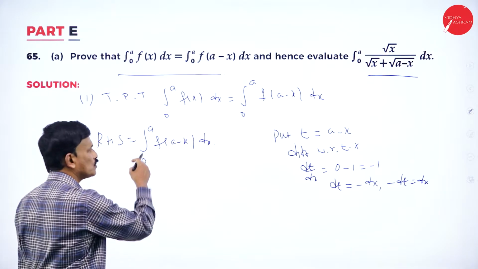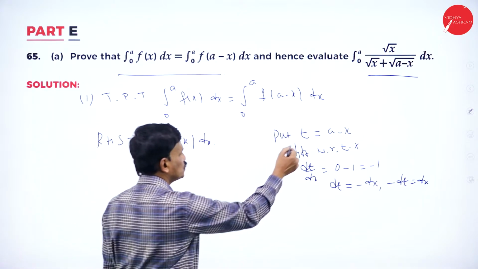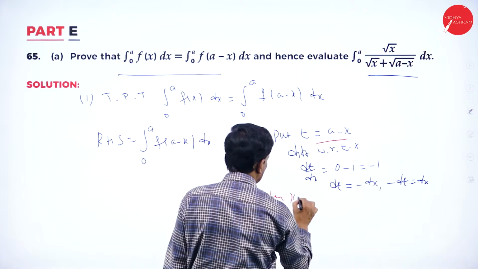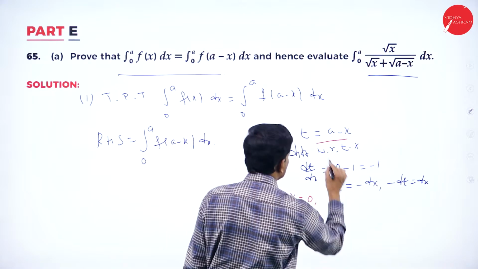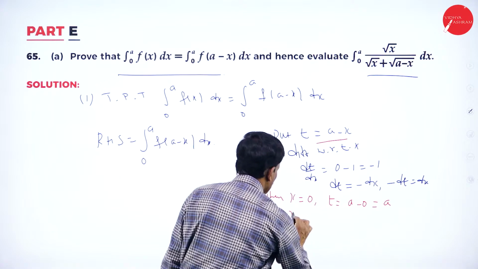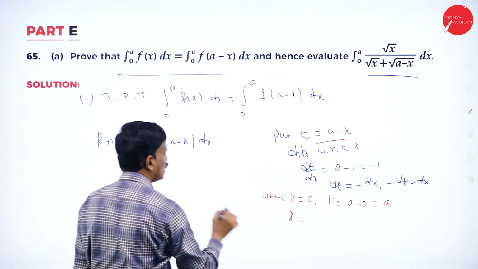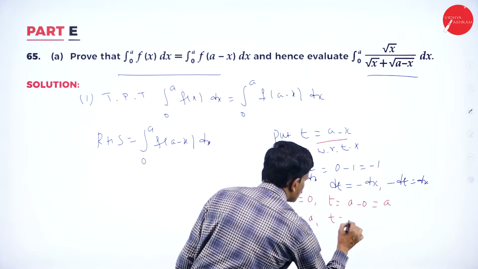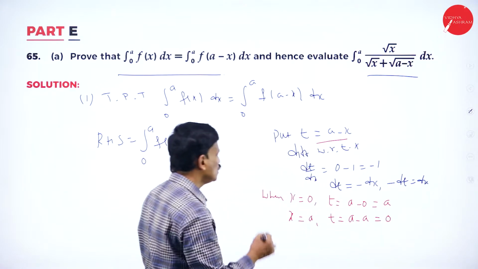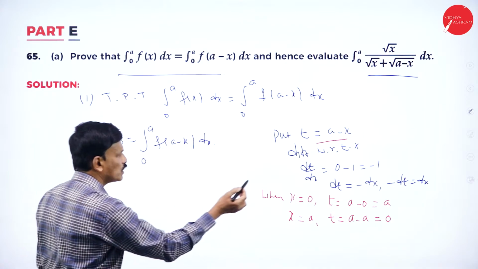Now, listen. What is the lower limit? 0. What is the upper limit? a. What is the substitution we have taken? t is equal to a minus x. Now, when lower limit x is equal to 0, substitute here. t is equal to a minus 0 is equal to a. When upper limit, what is the upper limit? a. When x is equal to a, t is equal to, substitute here, a minus a, that's equal to 0. So, limit 0 to a becomes a to 0.